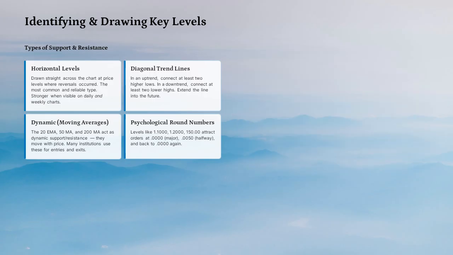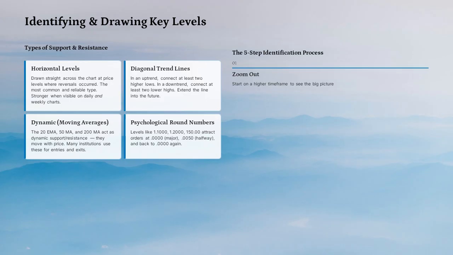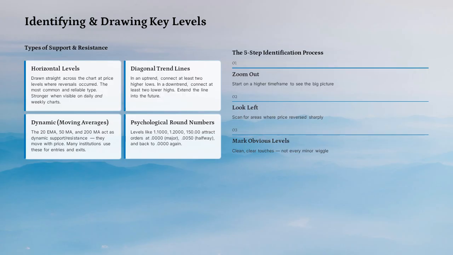Here is a simple 5-step process to identify key levels. Step 1. Zoom out. Start on a higher time frame, daily or weekly. You need to see the big picture before you drill down. Step 2. Look left. Scan the chart for areas where price reversed sharply. These are your candidate levels. Step 3. Mark obvious levels.